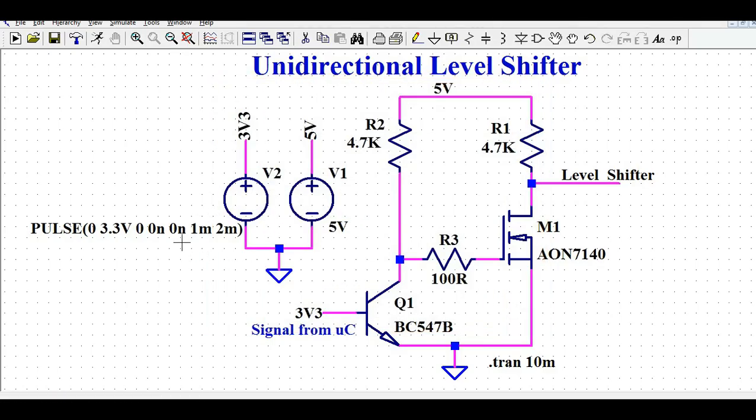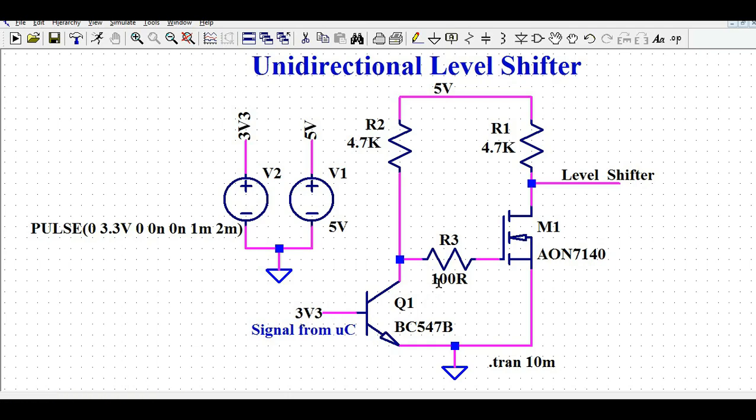So you can imagine this is 3.3 volt. I have given here the pulse coming from your microcontroller. Okay, this is a signal coming from your sensor. This is a unidirectional signal, either from your microcontroller or coming from your sensor. Now I want to convert this to 5 volt.